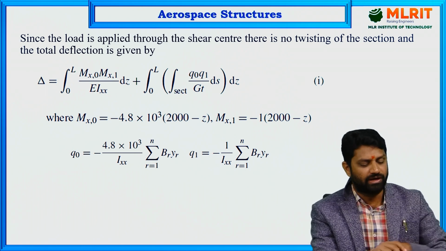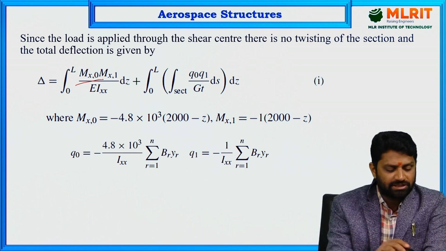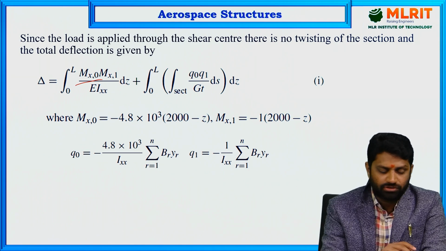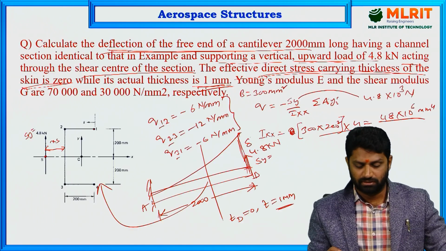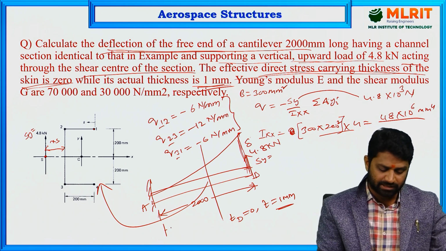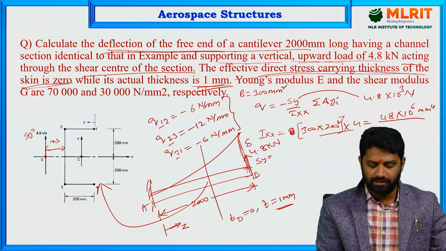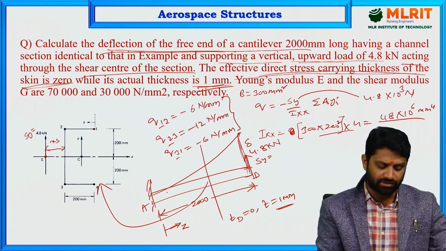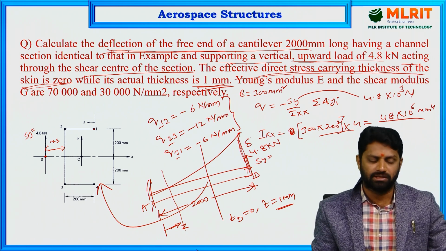Let's try to find this Mx naught, which is nothing but the bending moment due to the original load. We have already assumed a cantilever beam here, so let us consider a section Z. Since the total span is 2000 mm, let us assume a section, and at this section let's try to write the bending moment.